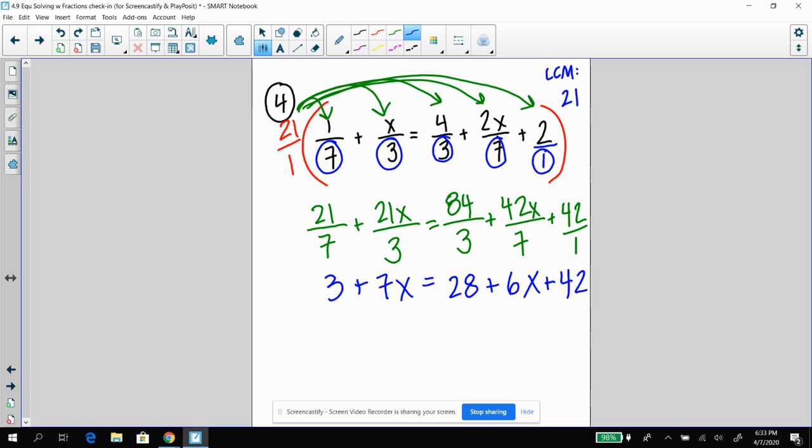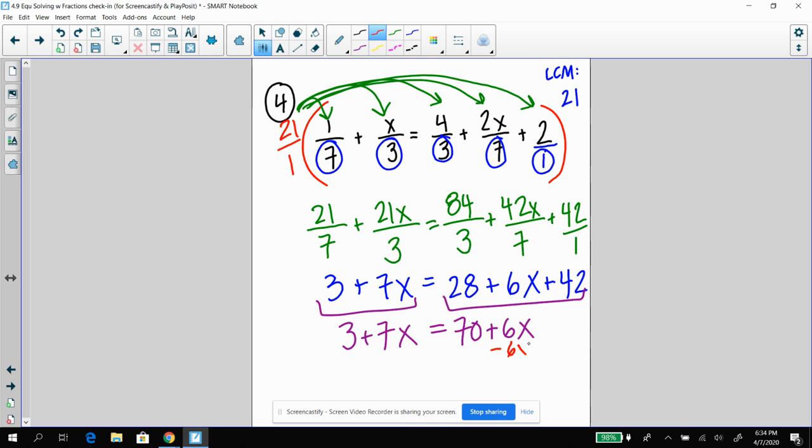All right, now this does not look like a three-step equation yet. So we've got to simplify the left-hand side, already done. Now we have to simplify the right-hand side. So I'm going to combine my like terms. I have a 28 and a 42. If I add those up, I get 70. So I have 70 plus 6x on the right, and then I have 3 plus 7x on the left. And so if we solve this, this is a nice little three-step equation.